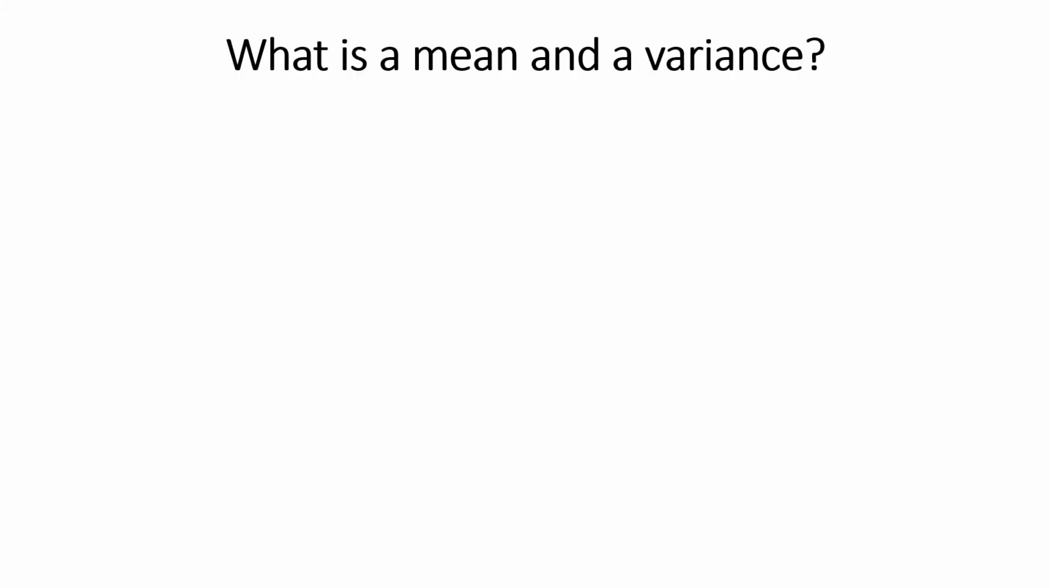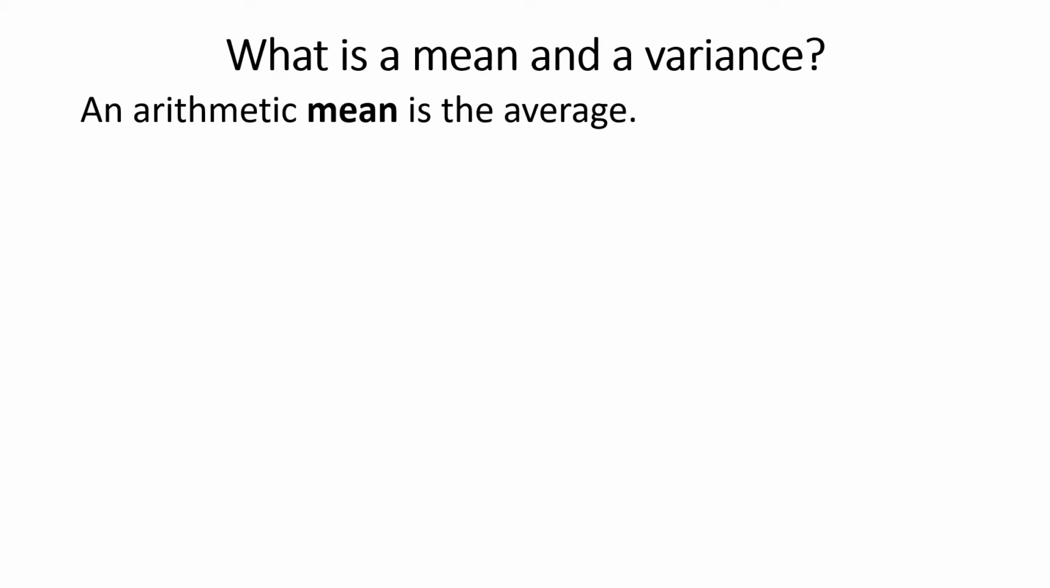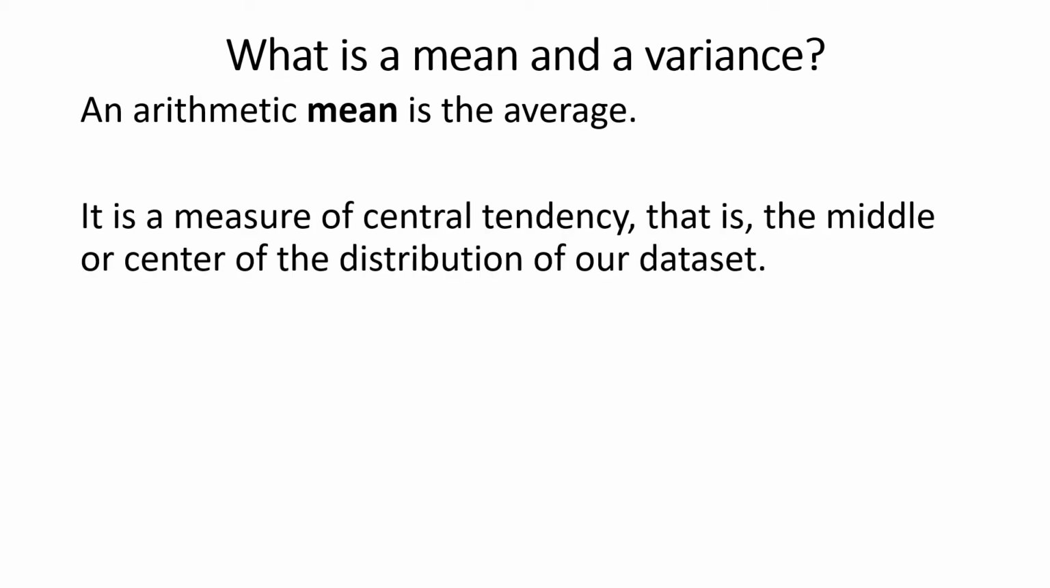To help you remember some of the key points we're going to talk about today, we're going to just briefly go over means and variances. So remember that the arithmetic mean, or what we're calling the mean in this course, is the average. So what you in normal English would call an average. And it is a measure of central tendency. That is the middle or center of the distribution of our data set.